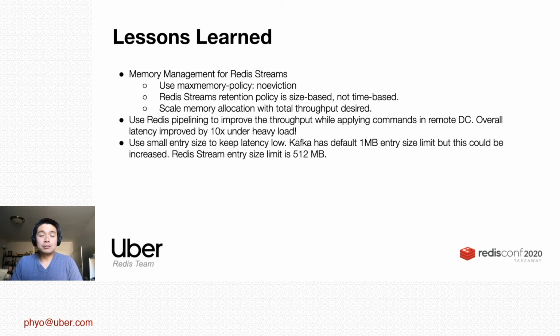And the Redis Stream message retention policy is size-based. With Kafka, you can set it to either time-based or size-based. With Redis, it's only size-based. So Redis will truncate the older messages when the message count limit is reached. We could potentially retain more messages, but it will be at the cost of additional memory.